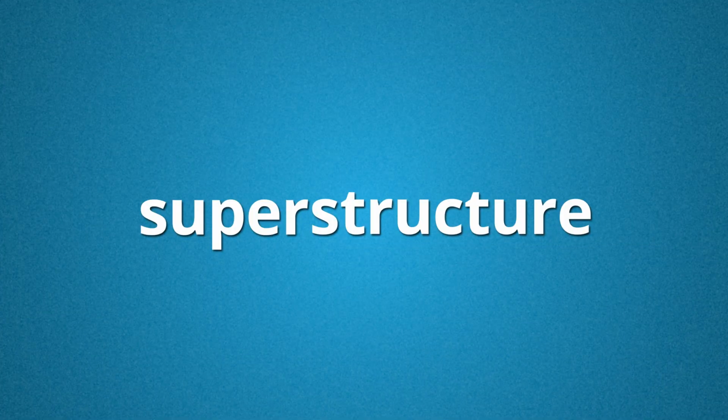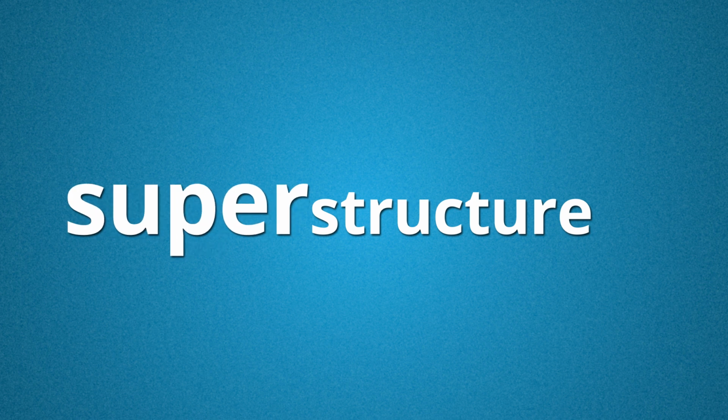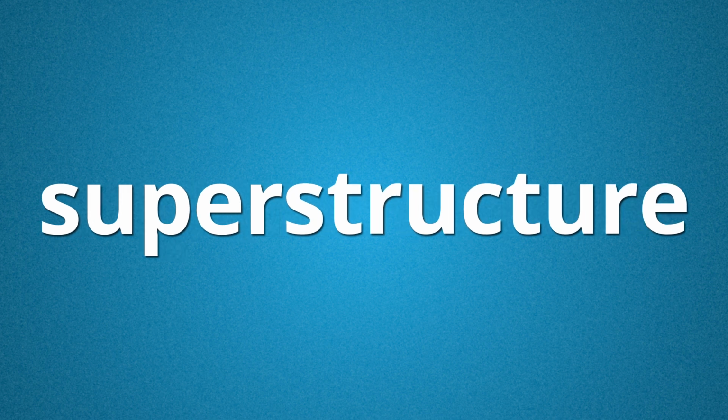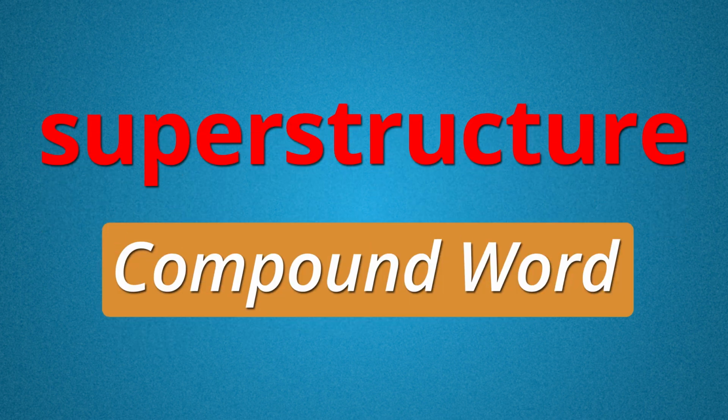Now let's read this word. Are there any word parts we already know? Super jumps out at me. And I also see the word structure. Because this word has two words, super, structure, it's a compound word. Once I use this strategy to break it up into two smaller words, it's easier for me to read.